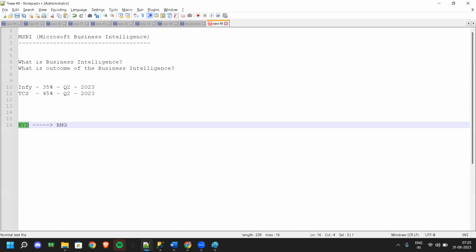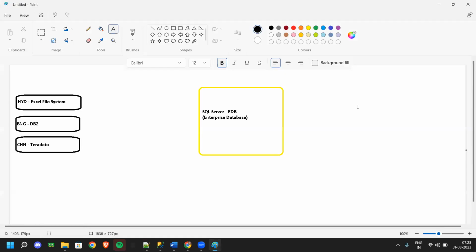In the same way, being a driver who drives the data, I want to pick the data from Hyderabad, which is in the format of Excel, Bangalore data, which is in the format of DB2, Chennai data, which is in the format of Teradata, to another format, my target format called SQL Server database. That's what my requirement is.